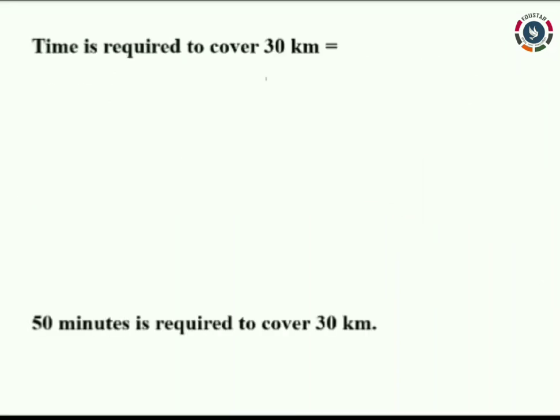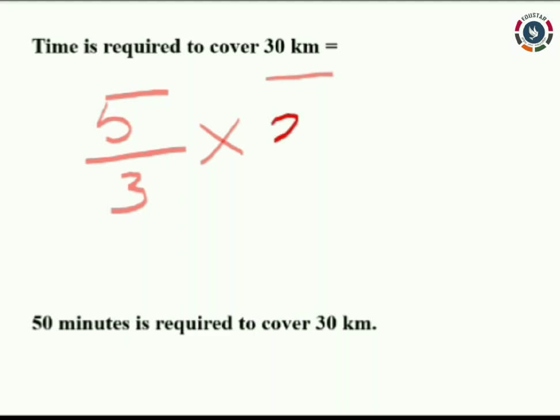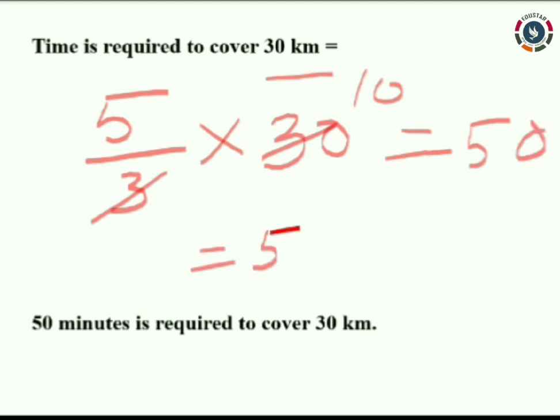Time required to cover 30 km. Already we have found the time required to cover 1 km is 5 by 3 minutes, right? Now for 30 km you have to multiply by 30. Do cancellation. 3 and 30, right? 10 times. So 5 into 10, 50. So total 50 minutes. The unit is important, right? Minutes. So 50 minutes is required to cover 30 km.